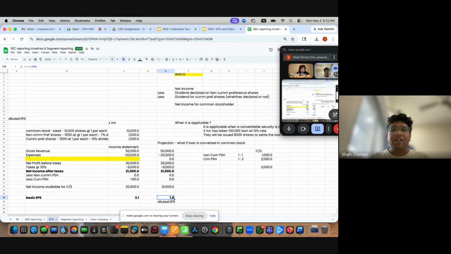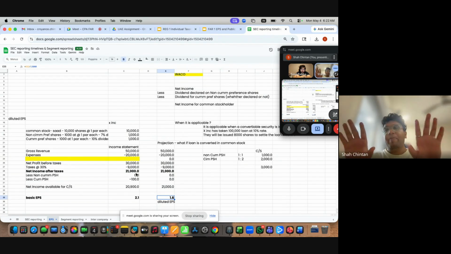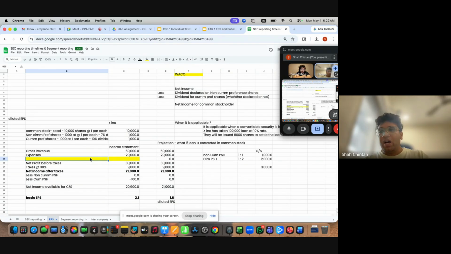So again, whenever there is a diluted EPS question, start with basic EPS first. Prepare two comparative tables and then see which one is going out, which one is coming in. Generally, you will have interest going out, dividends going out for the convertible options, and you have common stock which is getting increased.